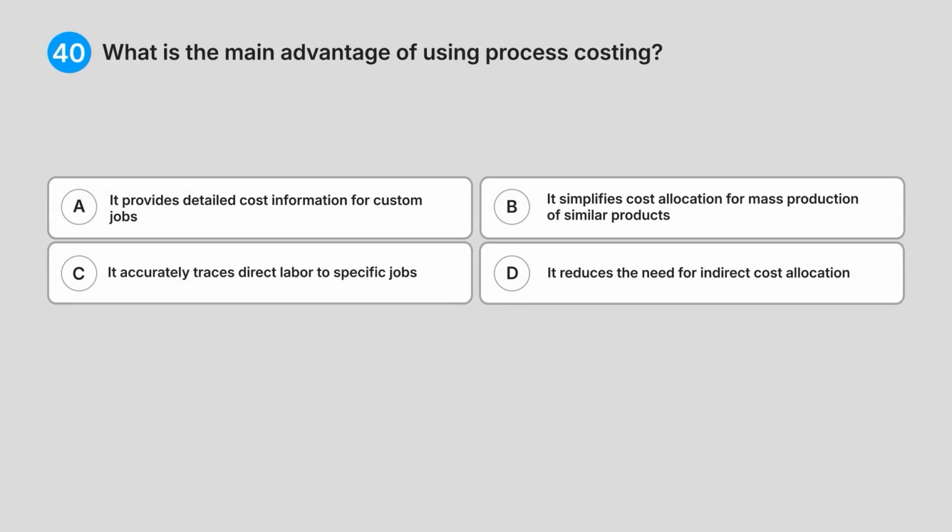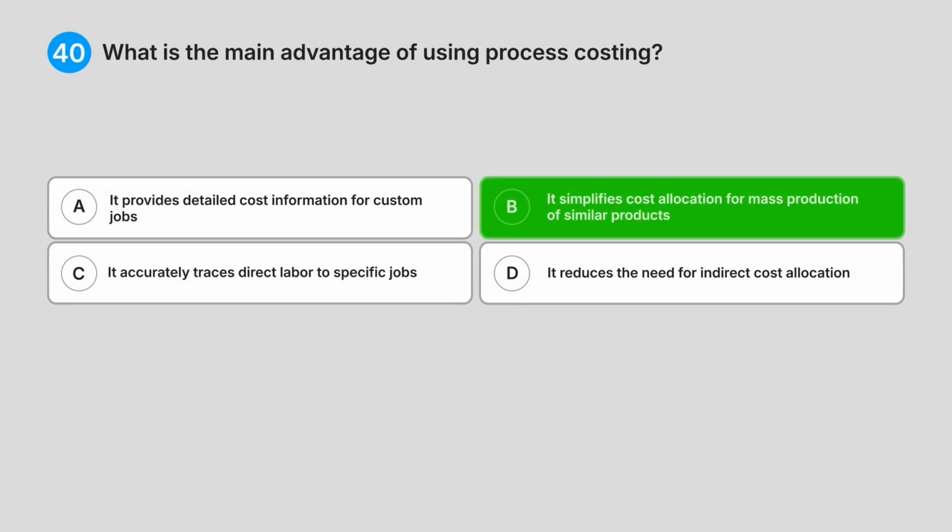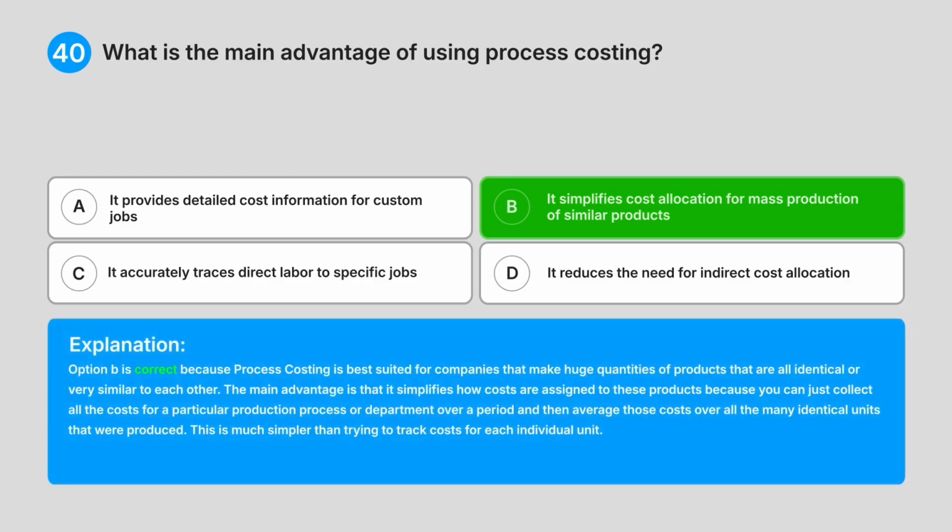Correct answer, B. It simplifies cost allocation for mass production of similar products. Explanation. Option B is correct because process costing is best suited for companies that make huge quantities of products that are all identical or very similar to each other.